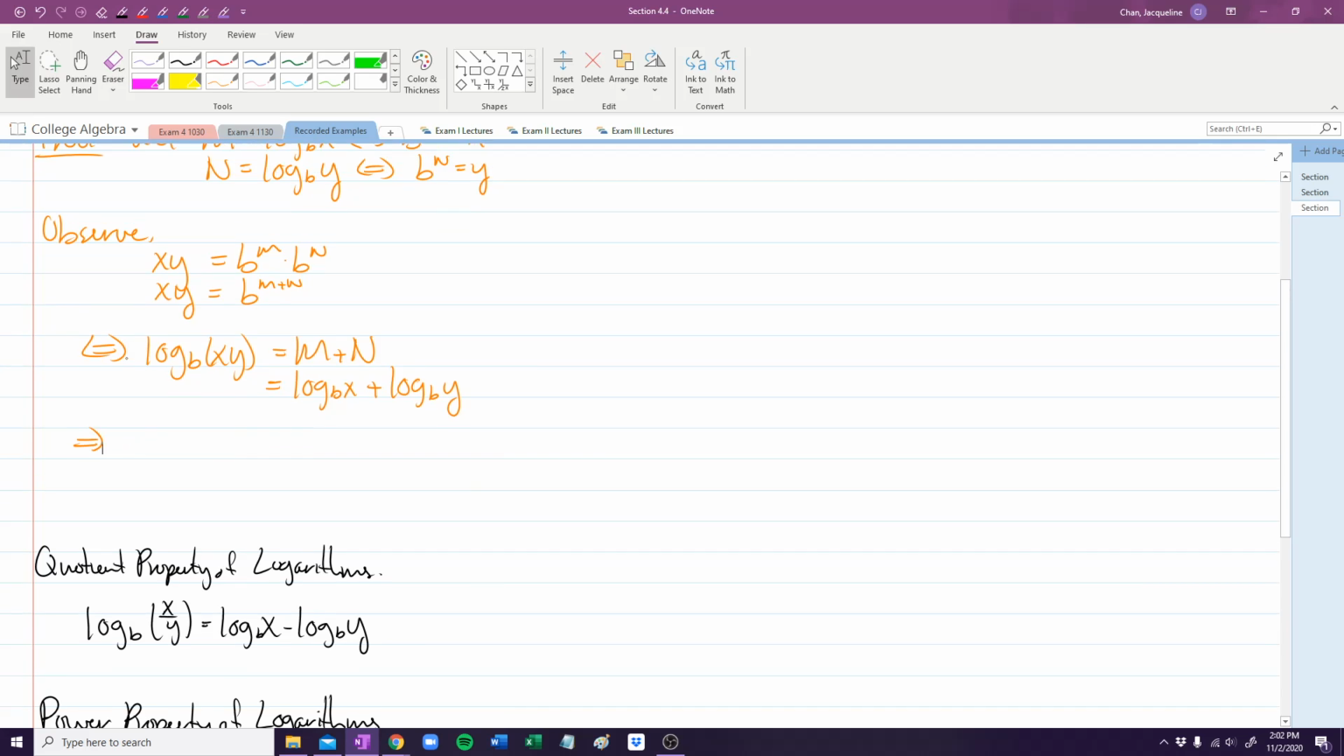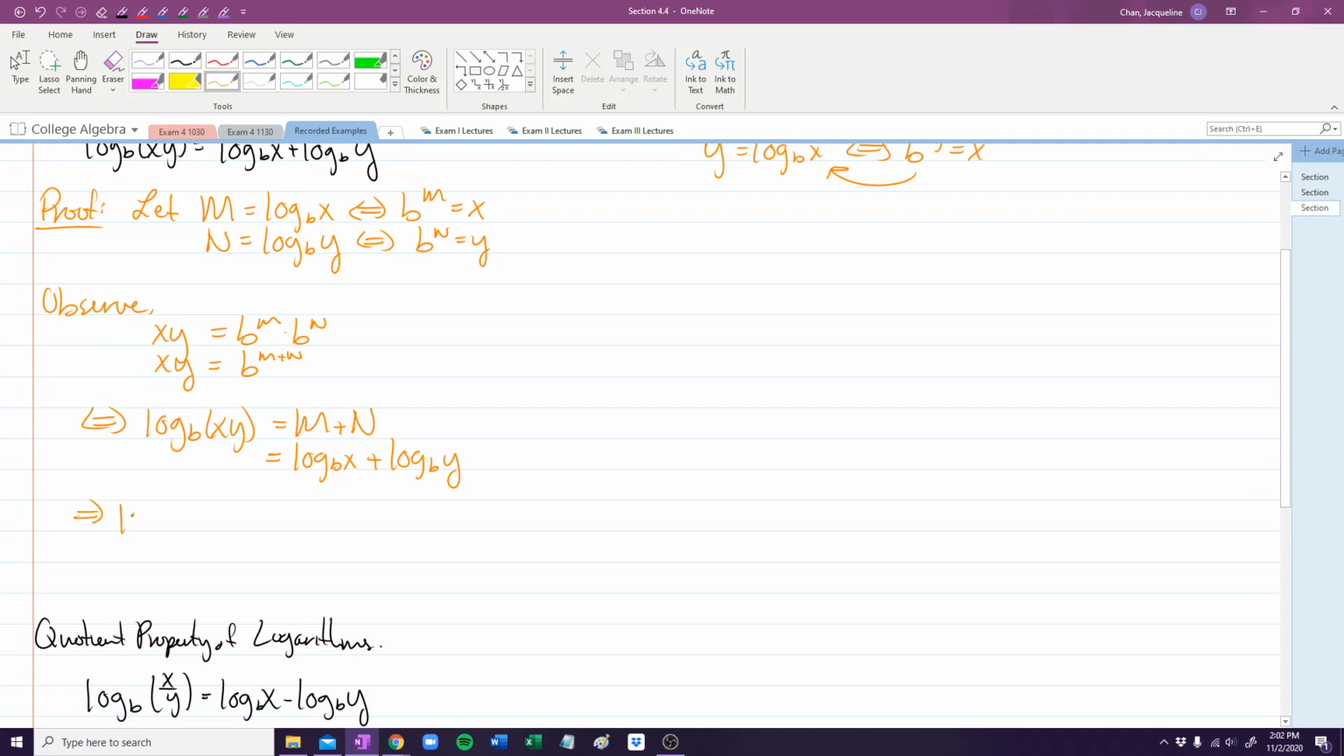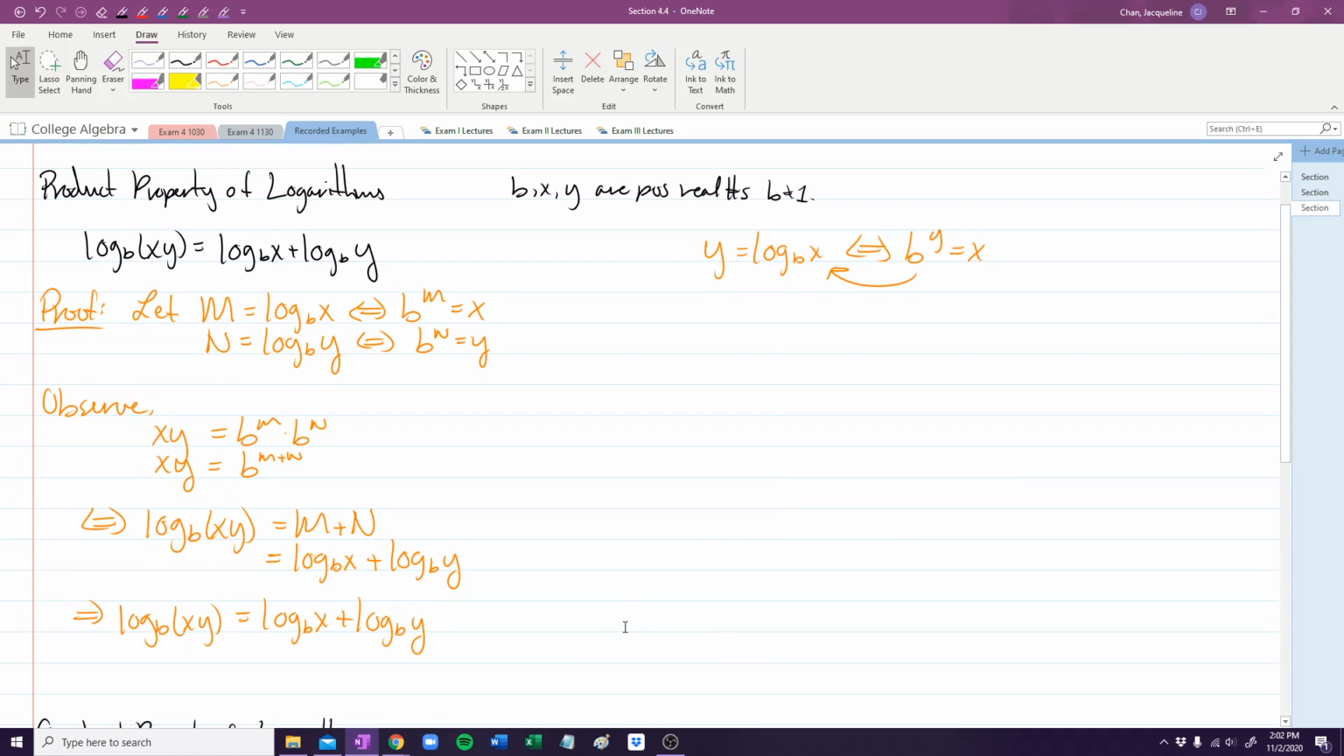So I'm going to rewrite it just to be all on one line, so that means we get log base b of x times y is equal to log base b of x plus log base b of y. Right, and that is the proof.